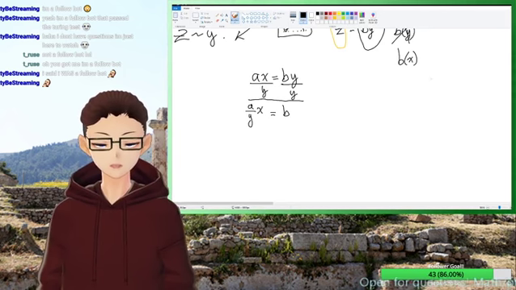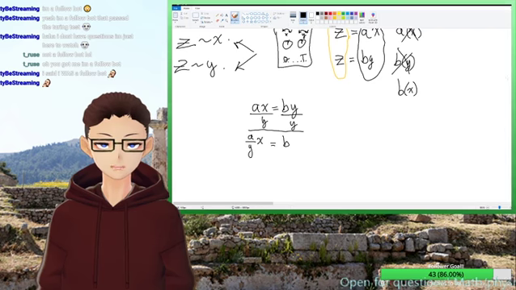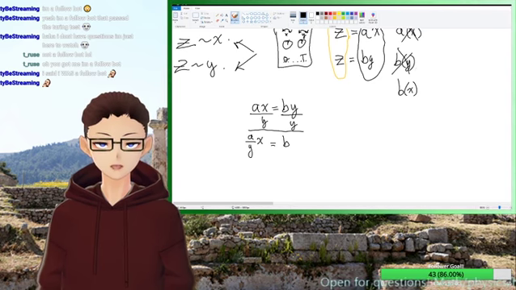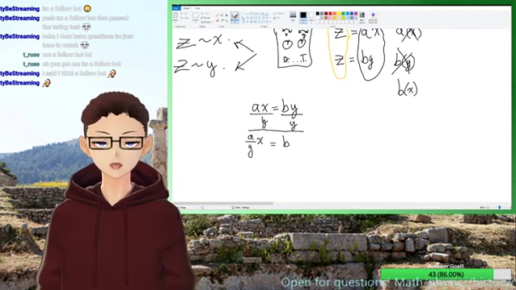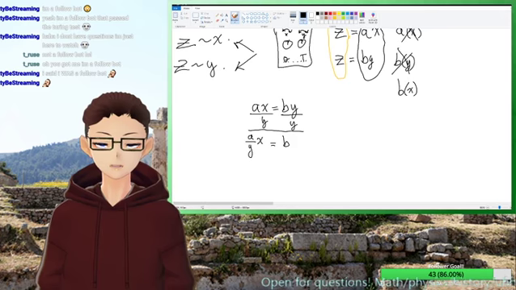Now, with proportional relationships, note that I said that the letter b is not a function of y. It cannot depend on y at all. If I change the value of y, b should remain the same.